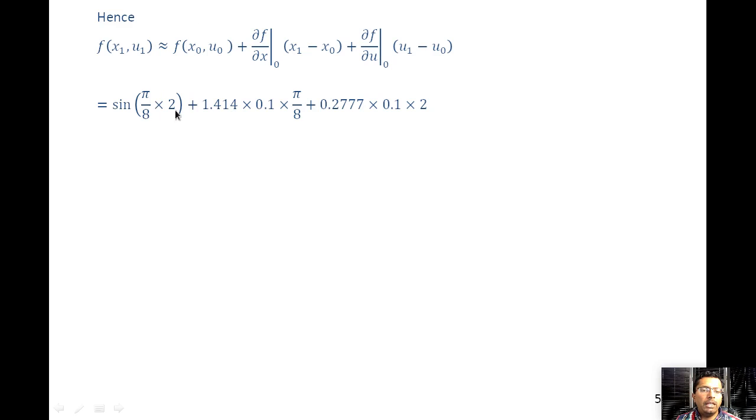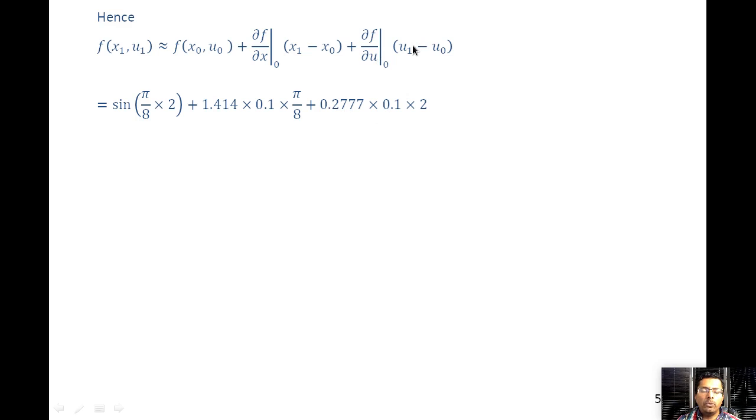So now if we substitute this back into the Taylor series, since my f at x1, u1 is given by this formula here, I'm going to substitute in these values. So this comes to sine of pi over 8 times 2, plus I just calculated this to be 1.413, times x minus x0, which is basically 1.1 times pi over 8 minus pi over 8. So 1.1 minus 1 would be 0.1 times pi over 8. And then again, partial f partial u at 0 was 0.2777.